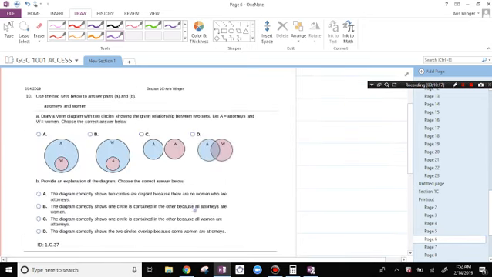Use the two sets below to answer parts A and B, attorneys and women. Draw a Venn diagram with two circles showing the given relationship between two sets. Let A be attorneys and W be women. So there are women attorneys. So you can have attorneys and women, and there is some overlap.